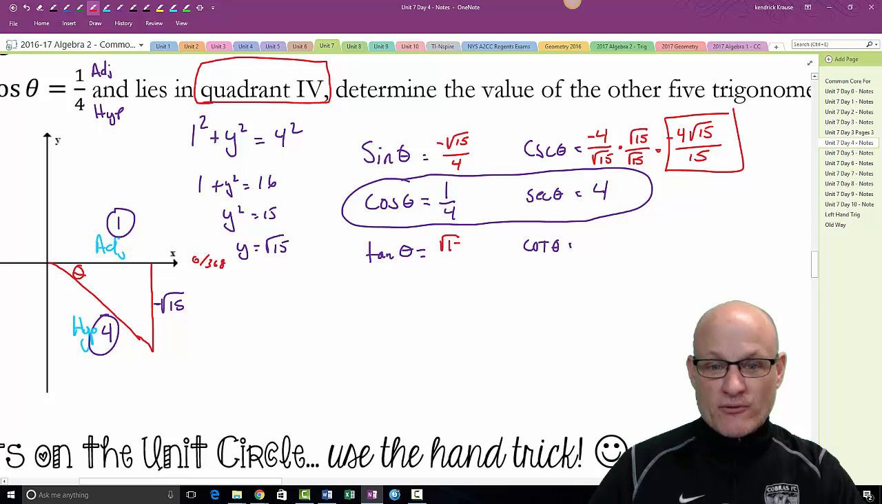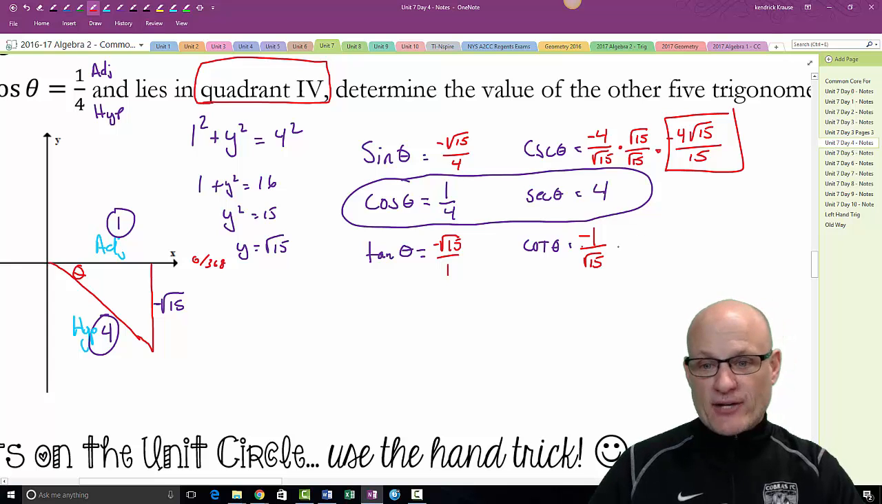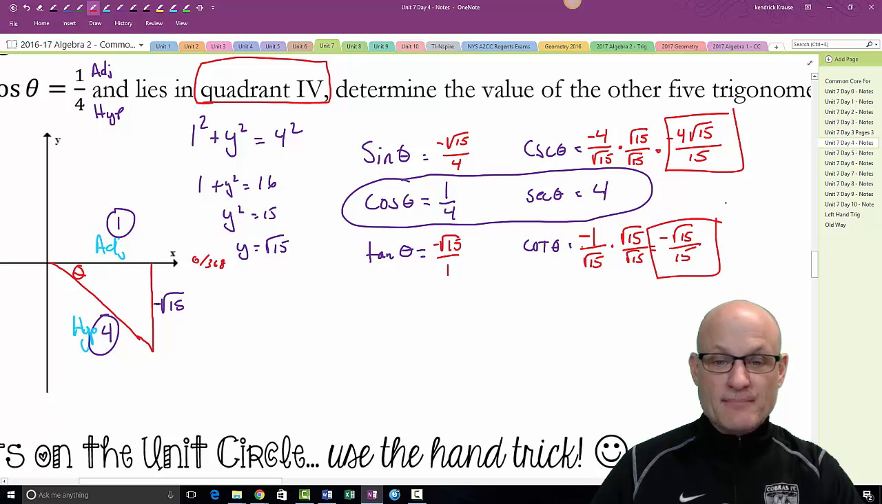All right, tangent is opposite over adjacent. Okay, square root of 15, it's negative, over 1, which is just negative square root of 15. And this is going to be 1, really negative 1, over the square root of 15, which we have to rationalize. You're going to get good at rationalizing. The square root of 15 over the square root of 15, and I get negative radical 15 over 15. All right, that's it.